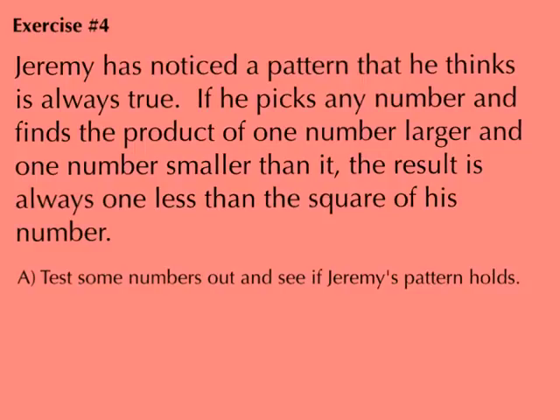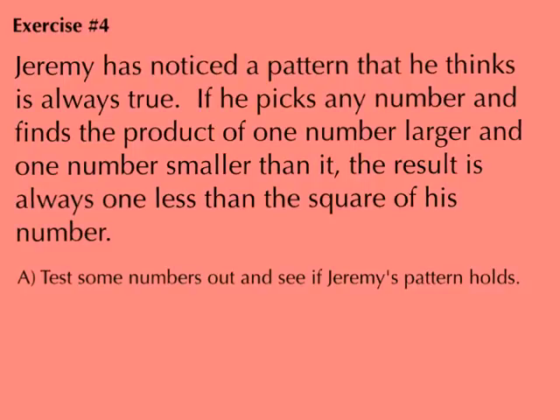The last exercise we're going to do today is exercise number 4. Jeremy has noticed a pattern that he thinks is always true. If he picks any number and finds the product of one number larger and one number smaller than it, the result is always one less than the square of this number.